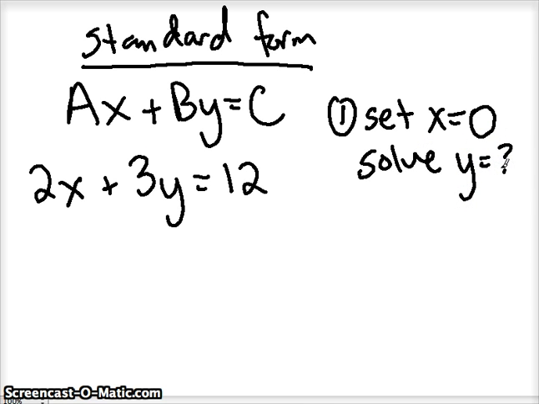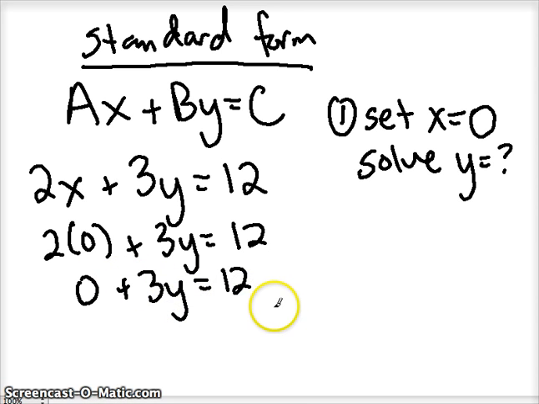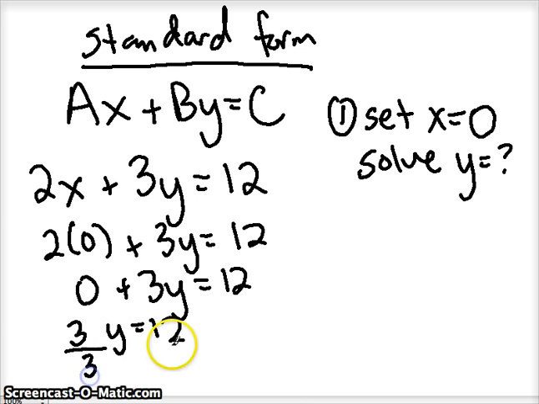So what does y equal if x is 0? Well, let's substitute. 2 times 0 is 0, right? And we still got that 3y there. So 0 plus anything is just what's left. So we only got 3y equals 12. Well, we can solve that by dividing both sides by 3, right? So y is 4.